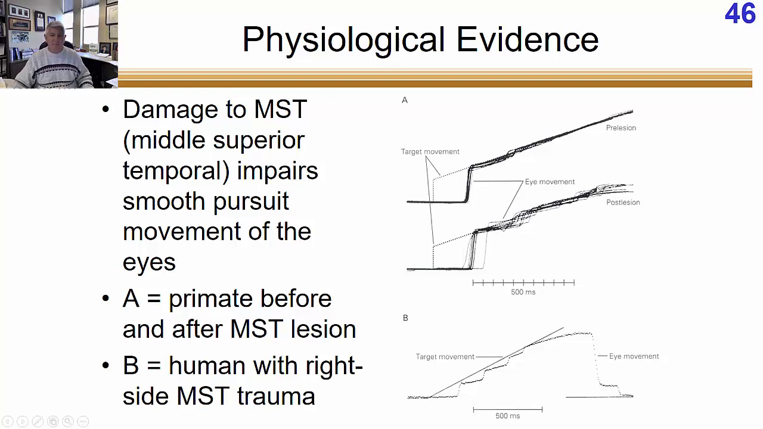overshooting that target. Here we happen to have a human that had a stroke or had trauma in the MST, and they show the same thing. Smooth pursuit target, and we have this saccadic eye movement sort of catching up to the target.